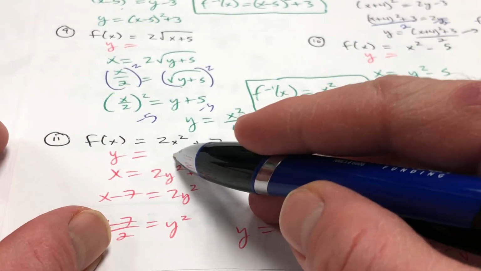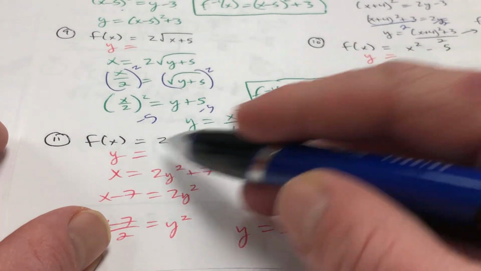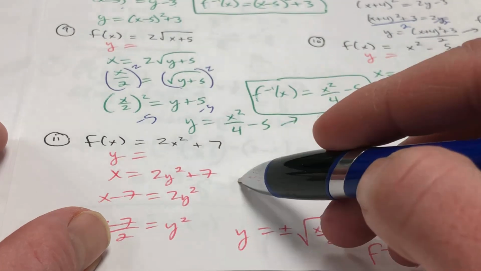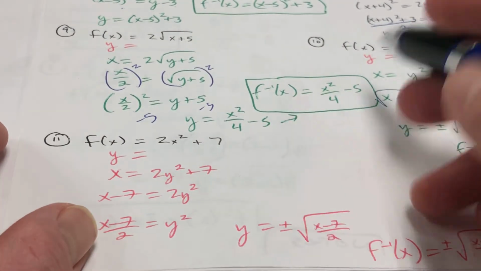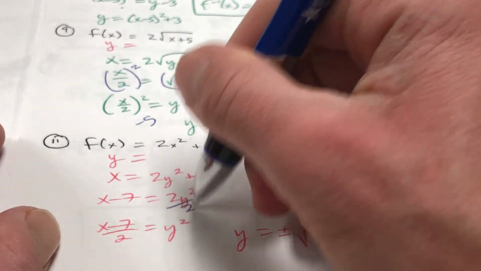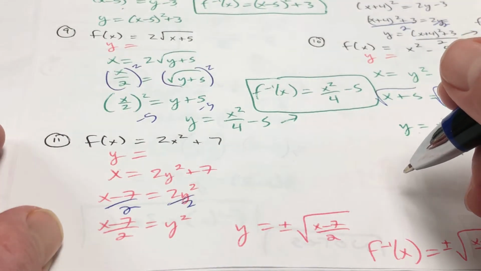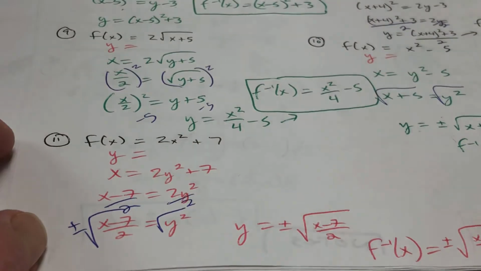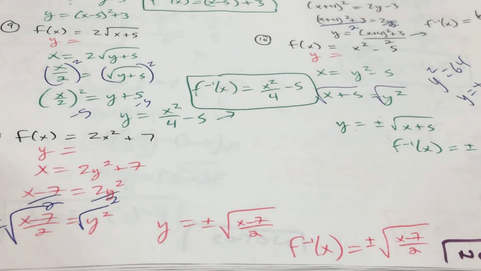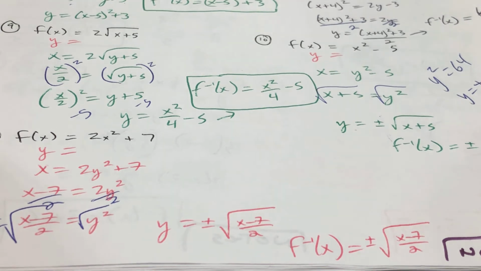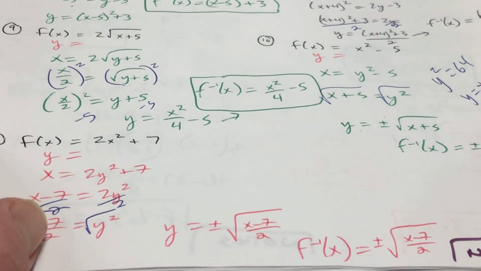So y equals 2x squared plus 7. That means x equals 2y squared plus 7. Subtract 7 from both sides. Divide both sides by 2. All right. y squared equals, and I'm going to take the square root. Don't forget about plus or minus. f inverse of x equals plus or minus the square root of x minus 7 over 2.